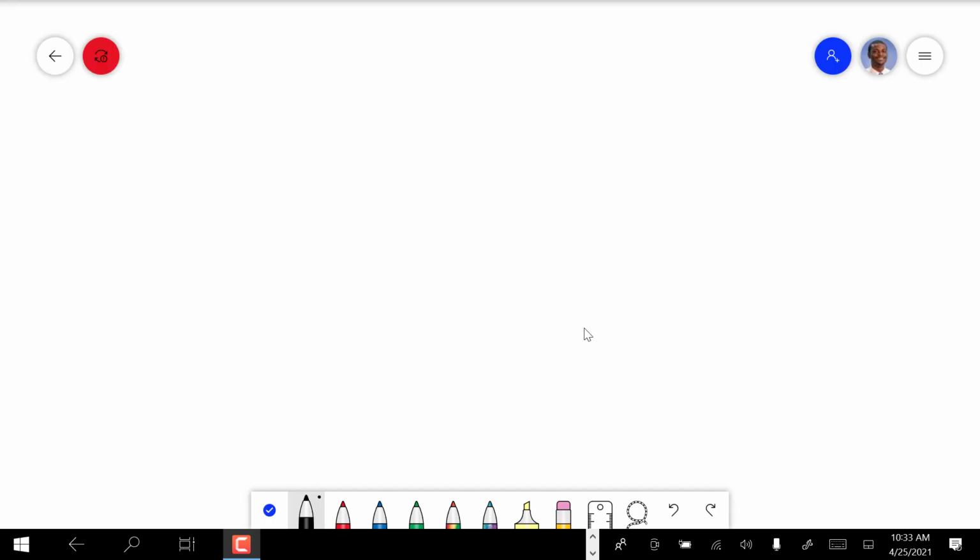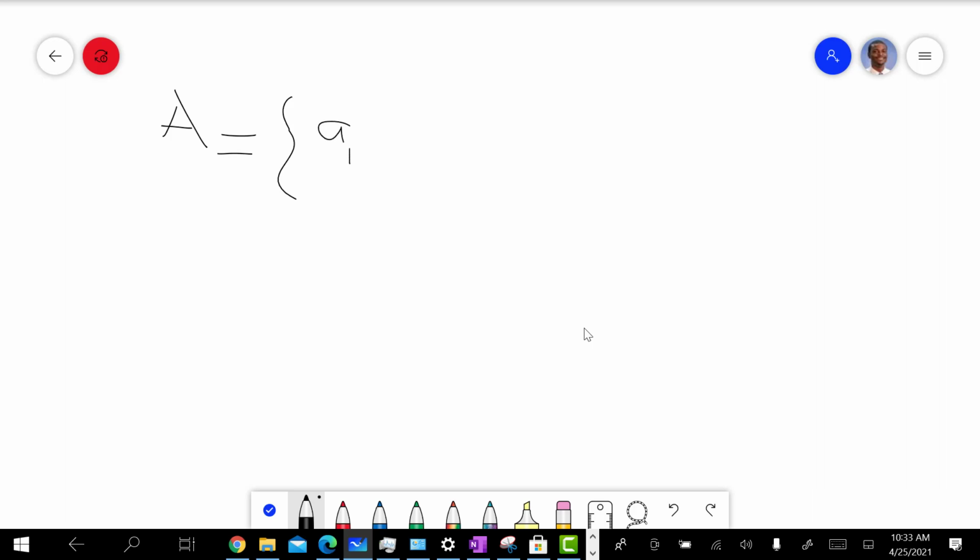Hey guys, today we are going to cover the concept of sets. A set is a container of elements that are distinct. Here's a specific example of how you write a set. You can have three elements, A1, A2, and A3.